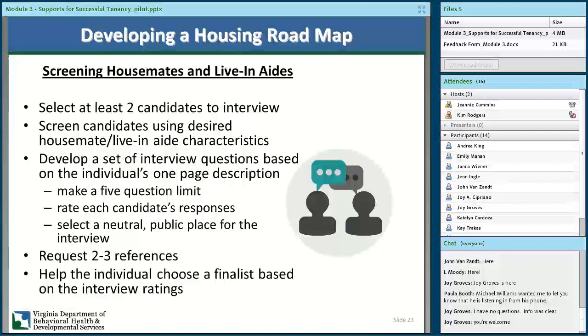Now, before the interview ends, be sure to request 2 to 3 references, preferably from people who were prior housemates or for whom the candidate served as a caregiver. Next, review those interview scores and the notes with the individual to select a finalist.